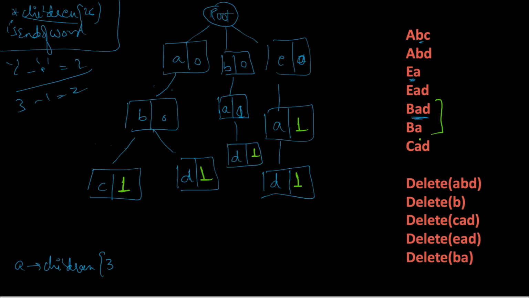Now if we want to insert BA, then what we'll simply do: does a node exist at B? Yes, it already exists. Does a node exist at A? Yes, it already exists. So we'll just mark this as the end of the word. Now, additionally, we have to insert the word CAD.